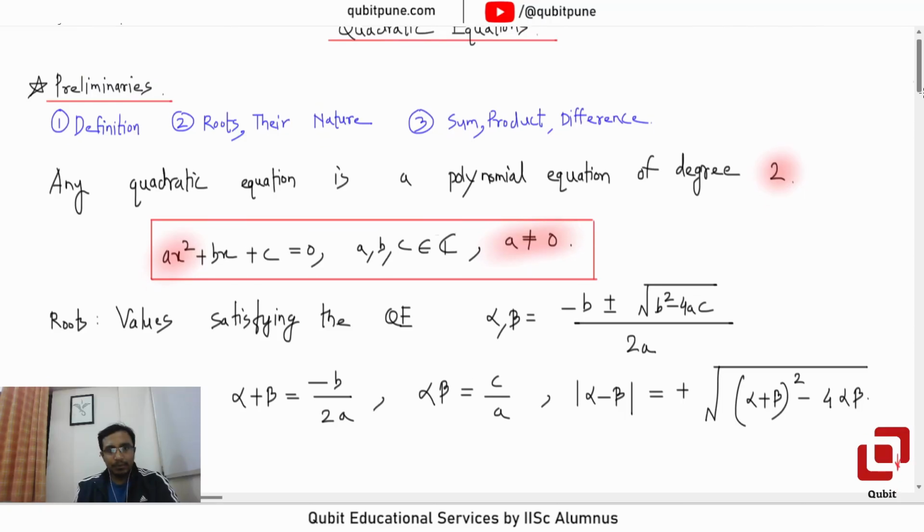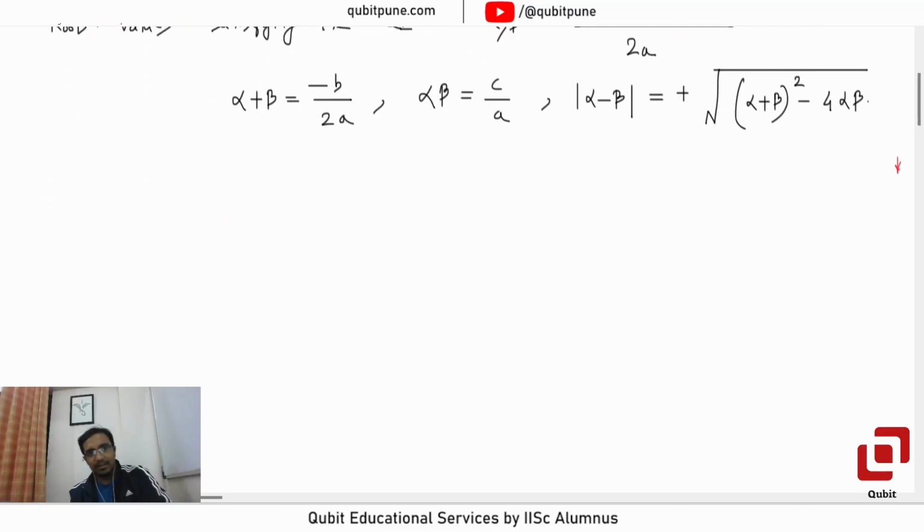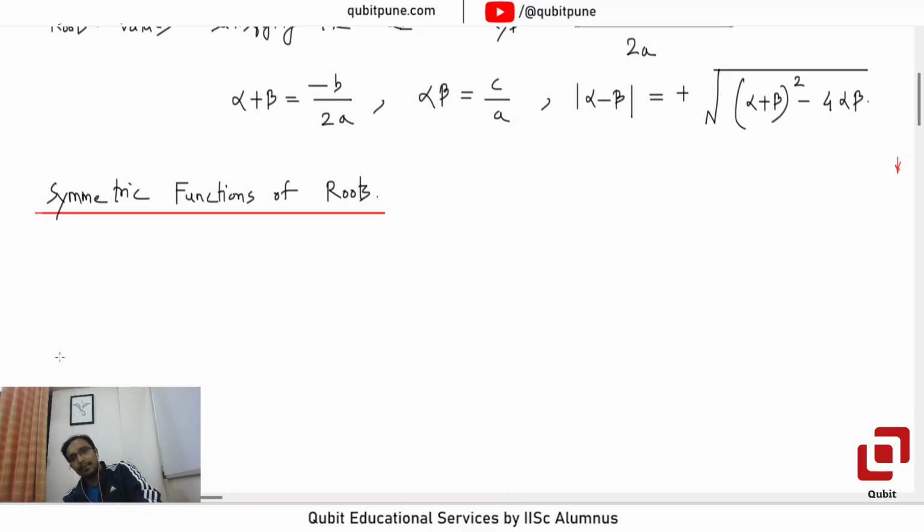Okay, now I just want to add one more point here. If you check the JEE syllabus, or any syllabus in general of engineering competitive exams, you will find something called symmetric functions of roots. Now, what are these symmetric functions? By symmetric functions, they mean even if the positions of alpha and beta are interchanged, the function doesn't change.